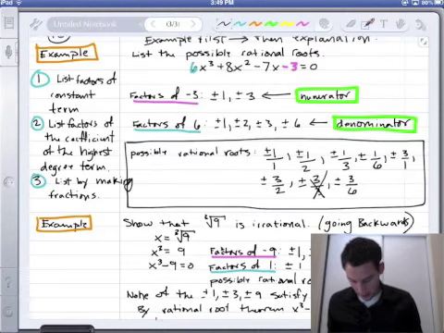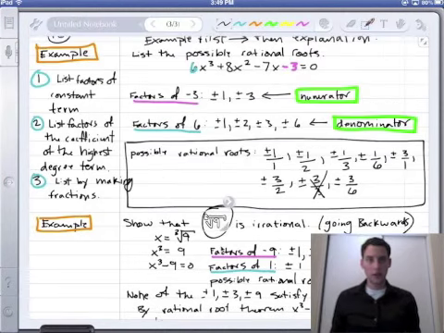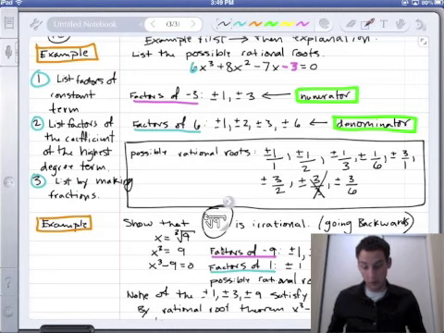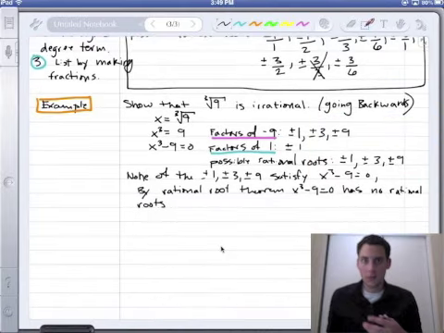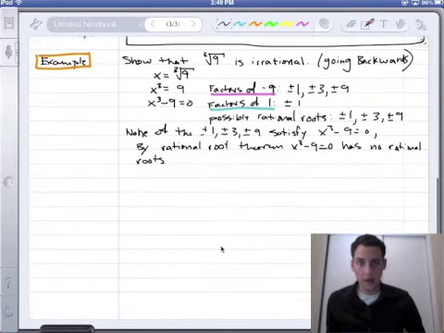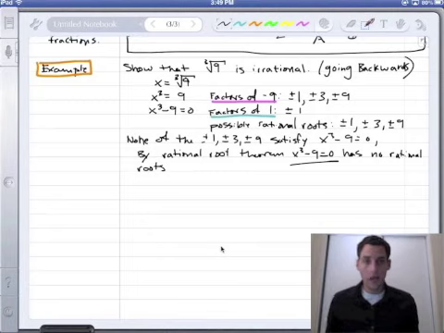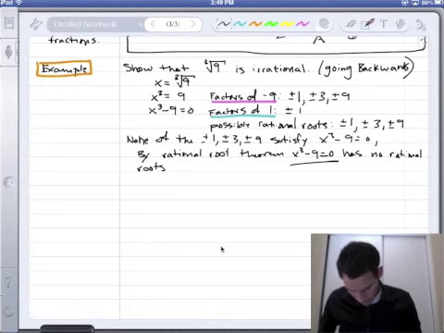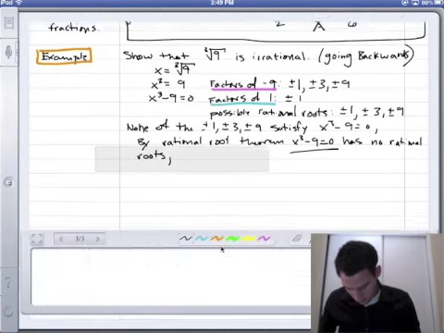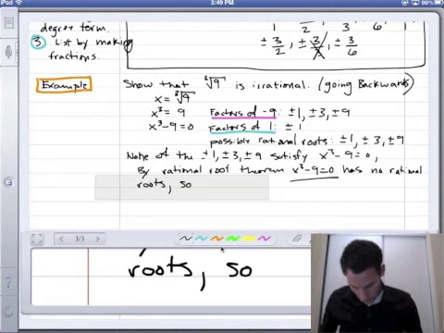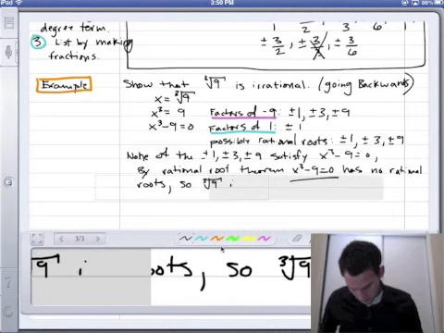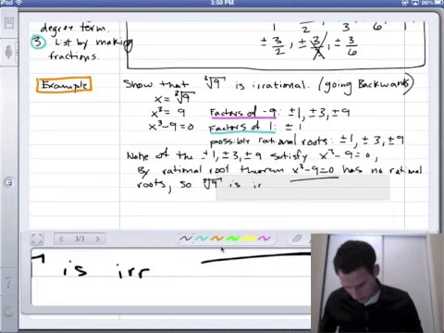But we know that the cubed root of 9 is a root. We made it to be a root. If we plug that in, it'll work. We know it's a root. But since we know also that x cubed minus 9 has no rational roots, we know that the cubed root of 9 is irrational. So cubed root of 9 is irrational.